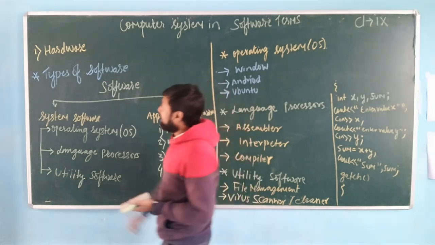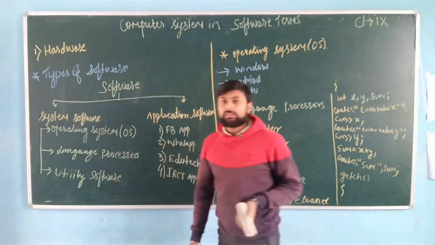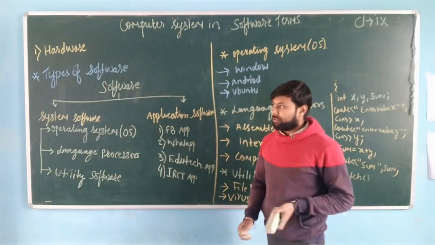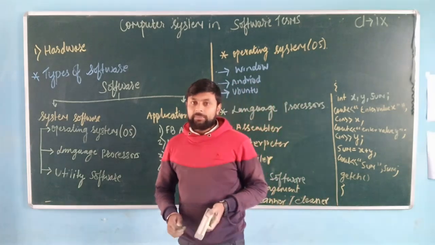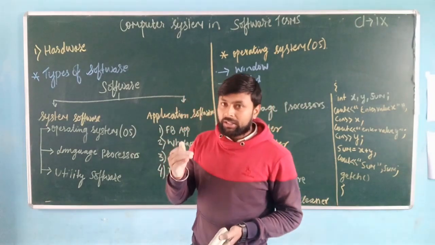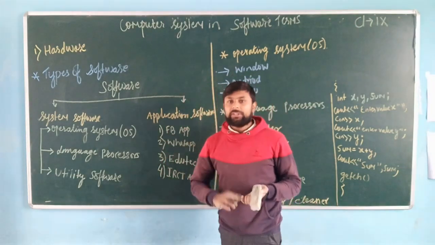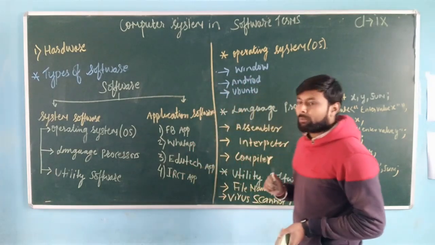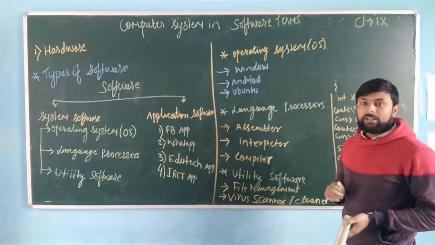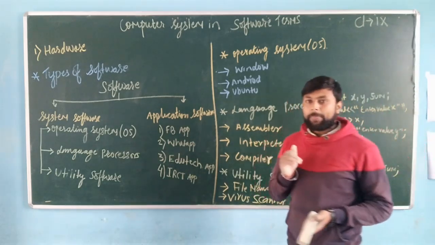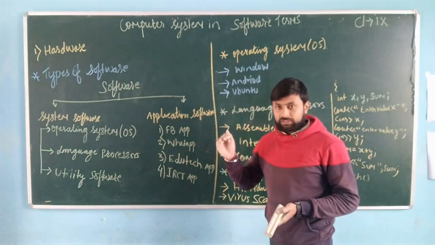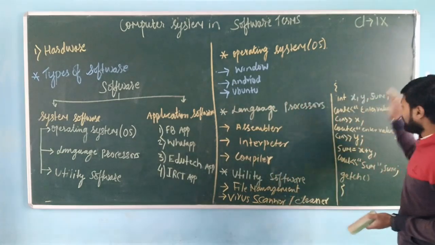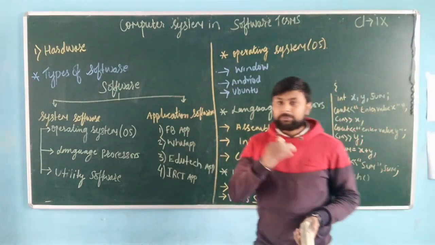Now come to the types of software. Before going to the types of software, let me explain what software is. Software is a set of programs or instructions which govern the hardware of a computer, laptop or mobile. Now see what a set of program is, what a set of instruction is. A program consists of a set of instructions, which I will explain later.